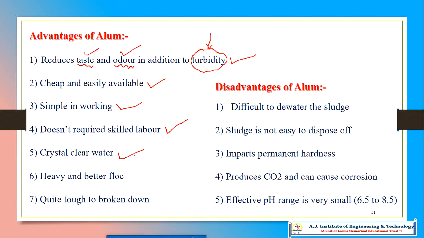The water will be crystal clear, and the flock will be heavy and better, so that the settling will be easy in this process. Settling will be very easy. But what is the disadvantage factor here? It is difficult to dewater the sludge.